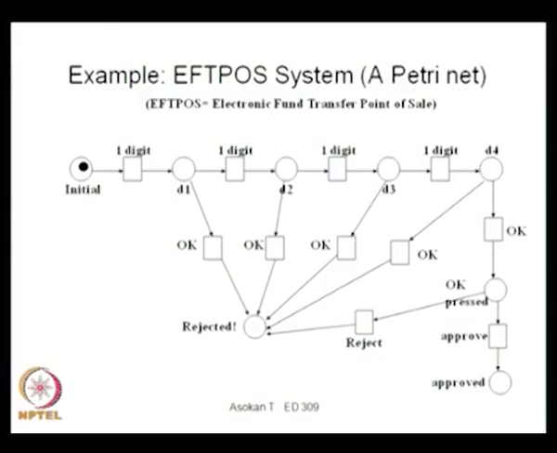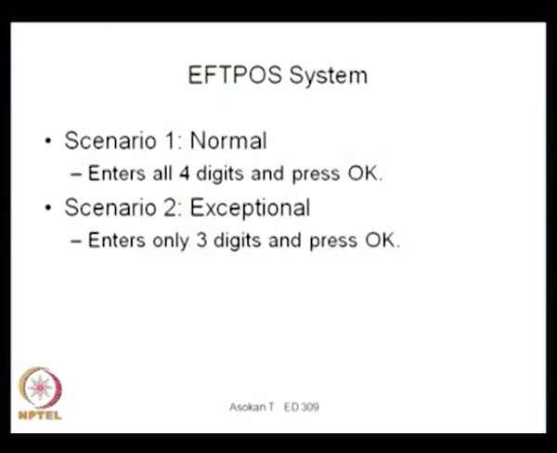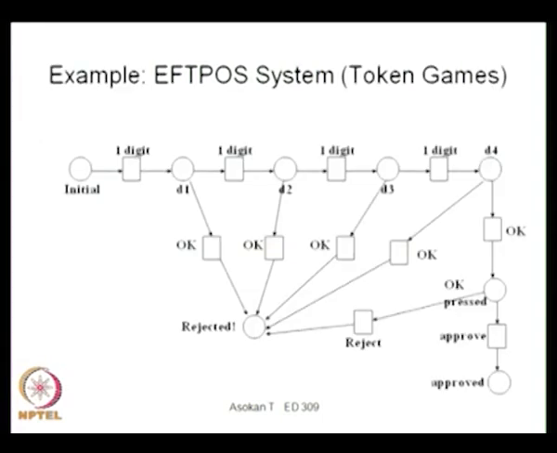So we can represent this in 2 scenarios. We will show one normal scenario where we enter all 4 digits and press OK, and then scenario 2, the exceptional case where we enter only 3 digits and press OK, and see what will happen. So how can the dynamics of the system be represented under these 2 situations? Let us look at this.